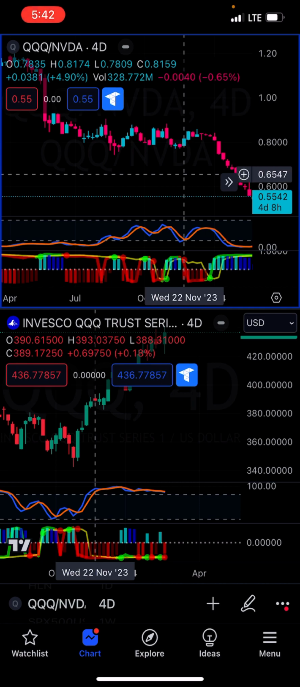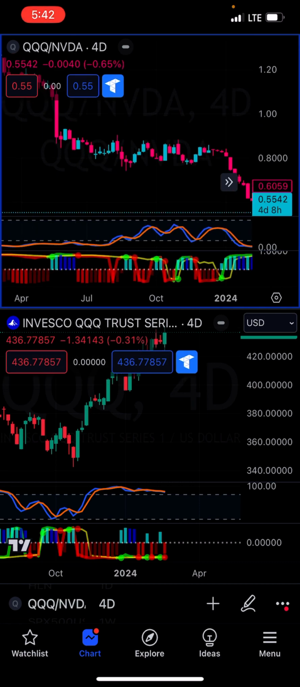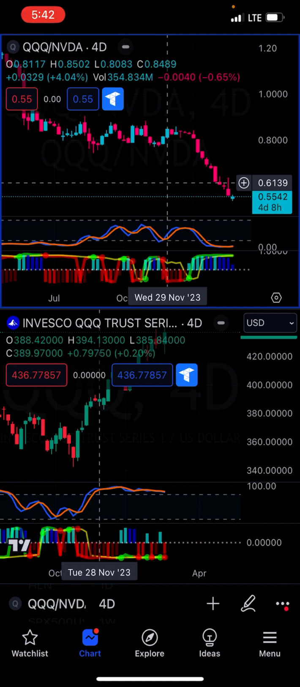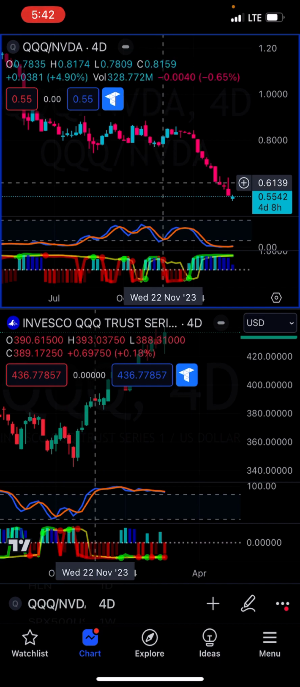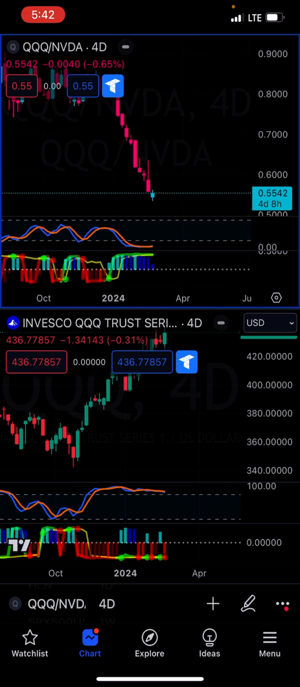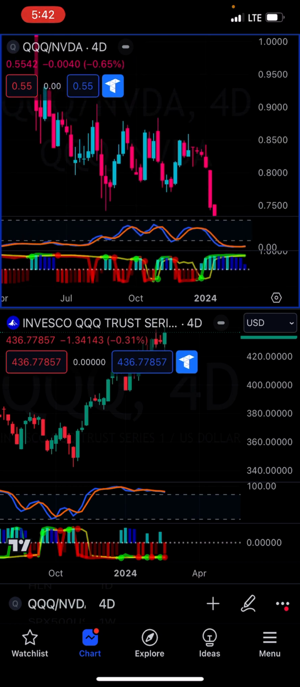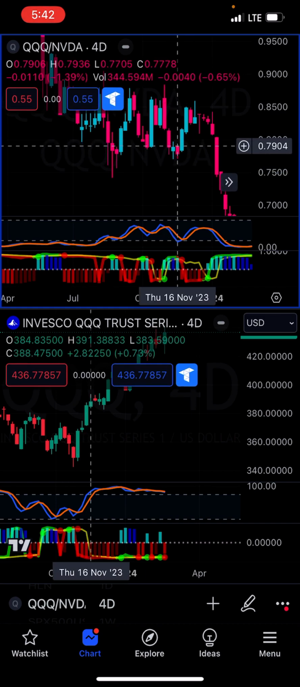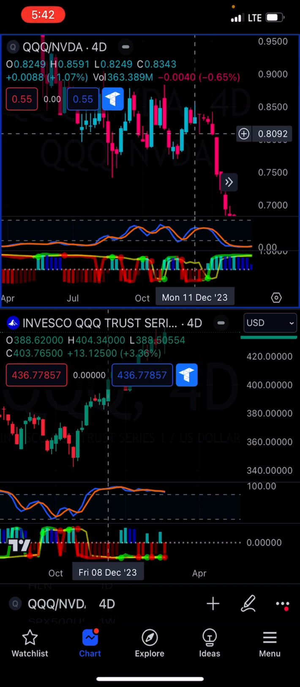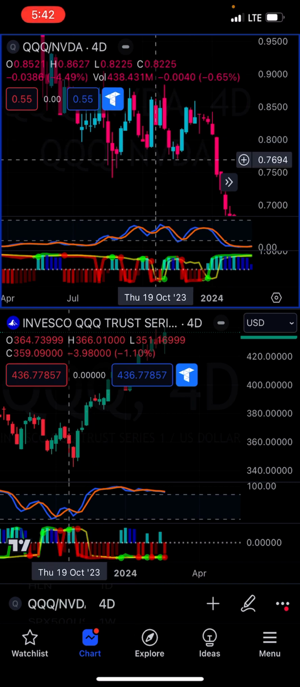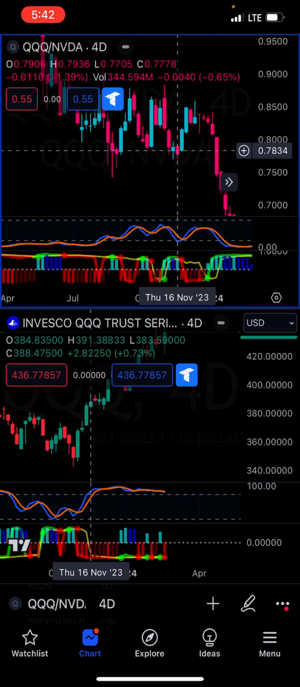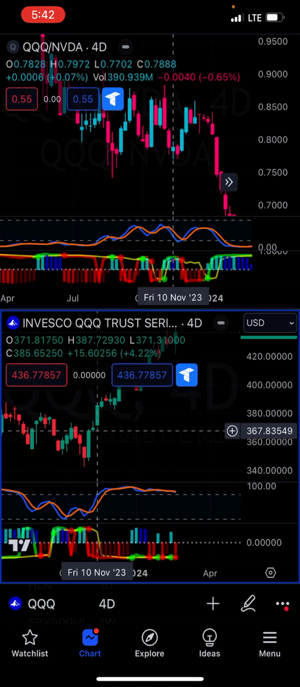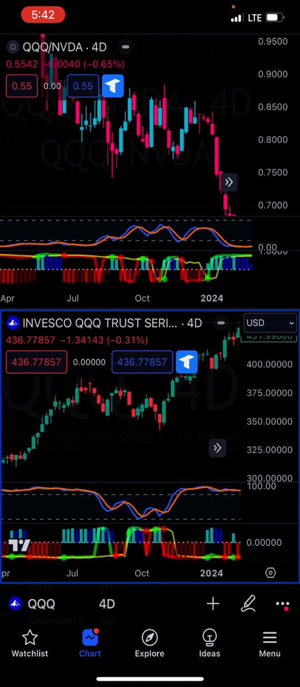And what do I mean by that? Let me make this clear for you guys. Every single time we have a close above the previous open, like this candle right here, you have some sort of weakness on the QQQ, right? So this is one example. You closed above this open, boom, you traded sideways right here.